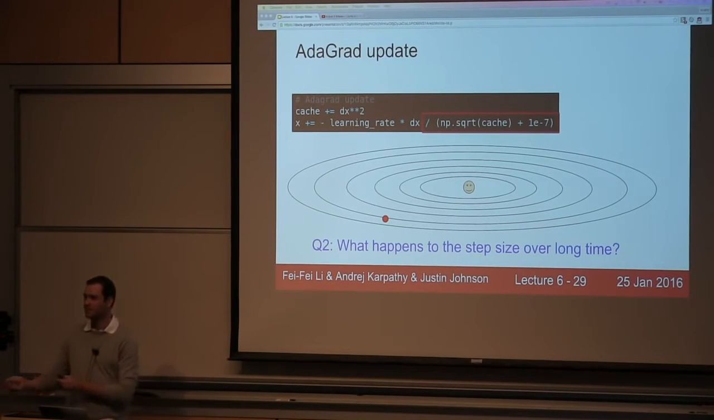Go ahead. In this Adagrad / RMS prop, why do we still need the learning rate? Because we have a scaling parameter on the weights anyways, right?